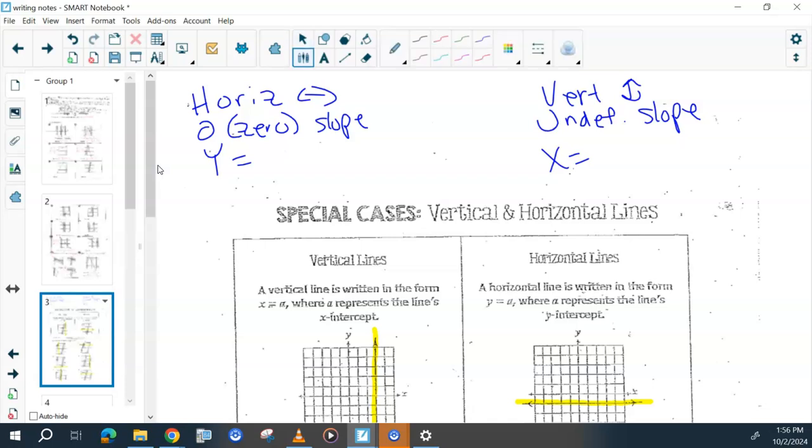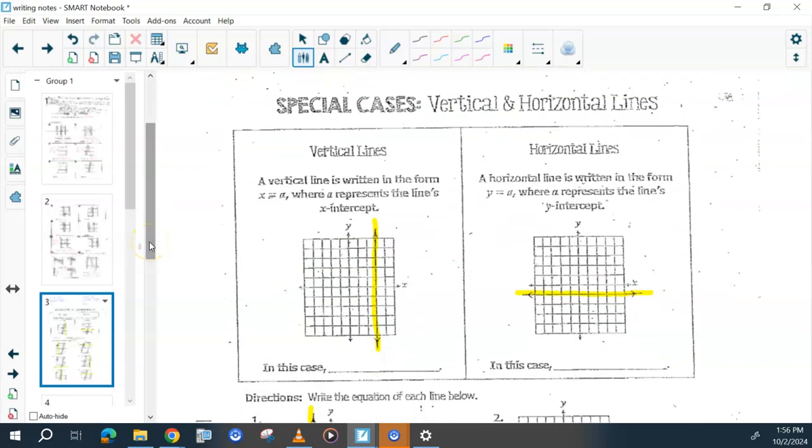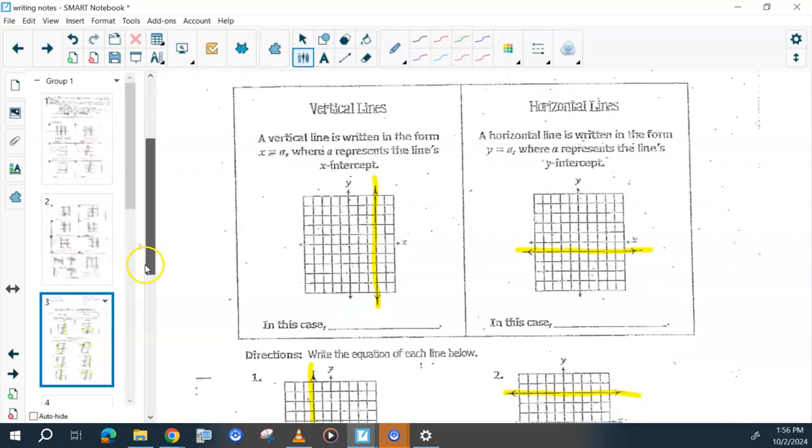So if we have some vertical line, that's going to be an x equals. And we're going to look at where that line crosses the x-axis. Where does that cross the x-axis? 3. So this would be x equals 3. For our horizontal line, because it's horizontal, that's going to be a y equals. Where does that cross the y-axis? -1. So y equals -1.